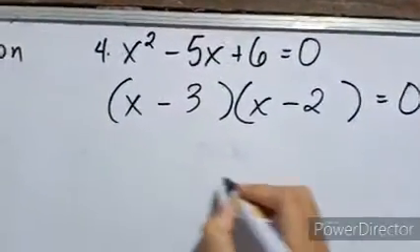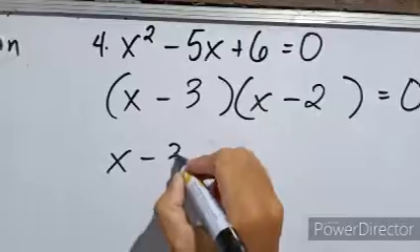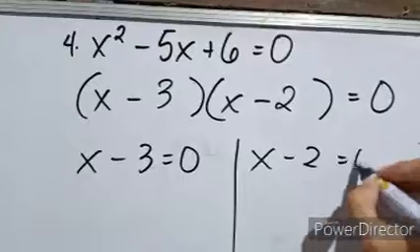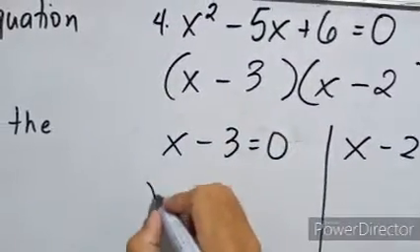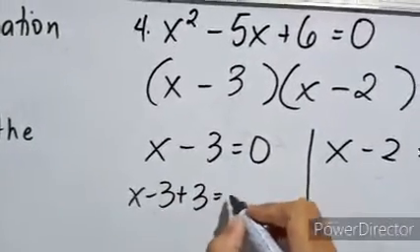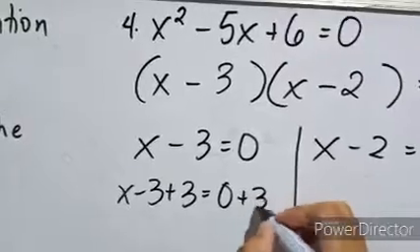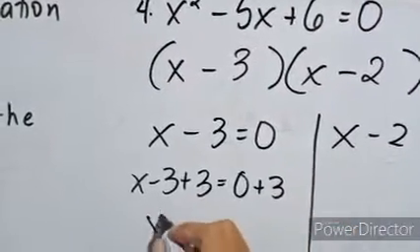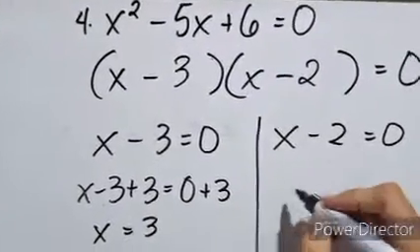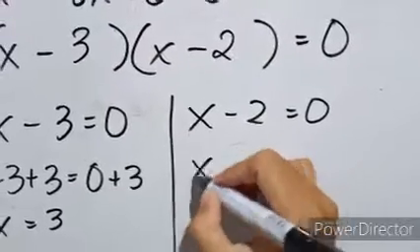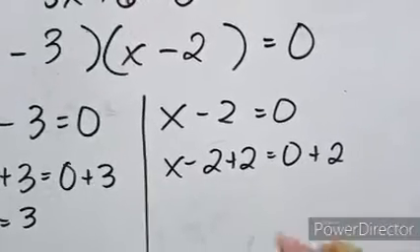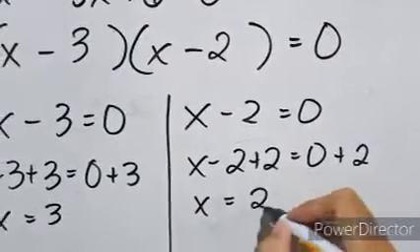So, next step natin, separate natin siya ng equation. Sagutan muna natin yung left side. X minus 3, addition property ulit of equality, is equal to 0 plus 3, same. Then, x is equal to 3. So, next natin, sa right side, x minus 2 plus 2 is equal to 0 plus 2. So, simplify na natin, x is equal to 2.